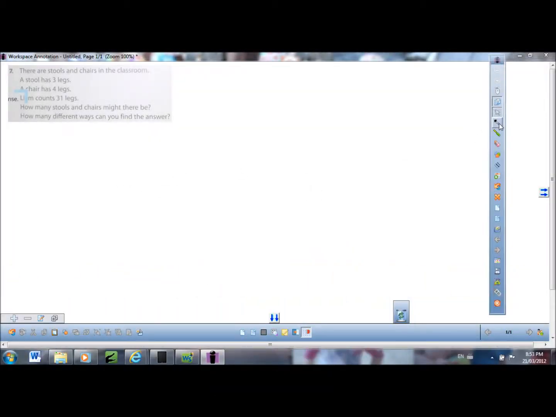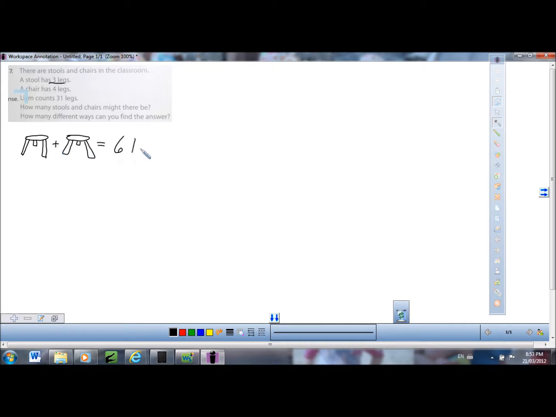Okay guys, so here's the problem that you had to work on. You notice a stool has 3 legs. So you can start by drawing your stool, and it has 3 legs in the back and over here. So if a stool has 3 legs, and you have 2 stools, then you would have a total of how many legs? 6 legs. And how do you know it's 6 legs? 3 legs in one stool and 3 legs in the other stool.